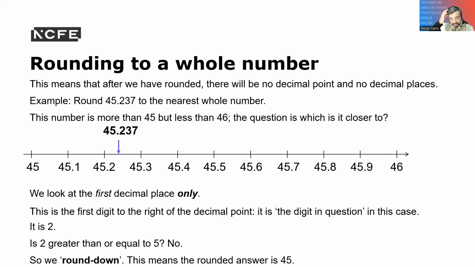We look at the first decimal place only. This is the first digit to the right of the decimal point. It is the digit in question in this case. It is 2. Is 2 greater than or equal to 5? The answer is no, so we round down. So this means the answer is 45.